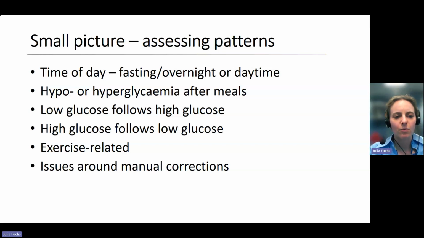And then thinking about what happens after they have a high, sorry. So are they having lows after they have highs? Is that because perhaps they're giving a manual correction when they perhaps shouldn't be? Is it that in, for example, Control IQ, the ISF is set too strong and so the autocorrections are too big? Have a think whether that's perhaps a pattern that you see.